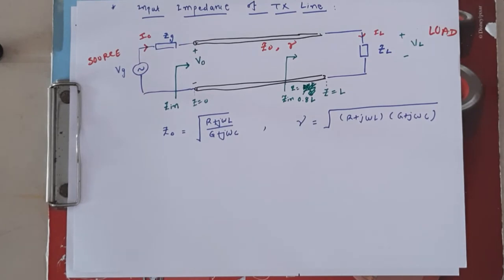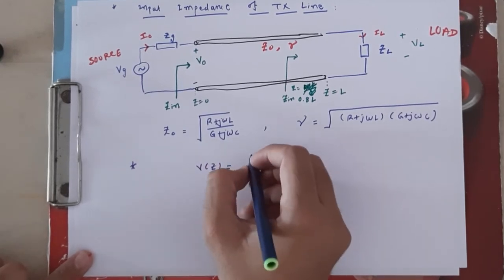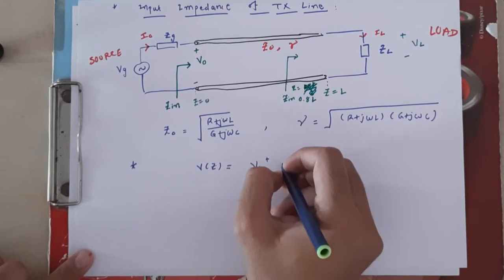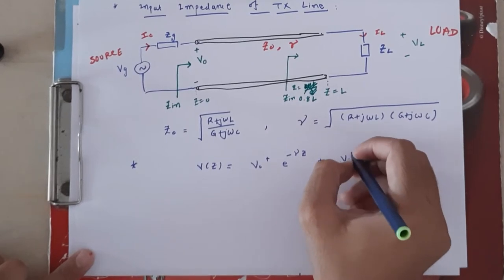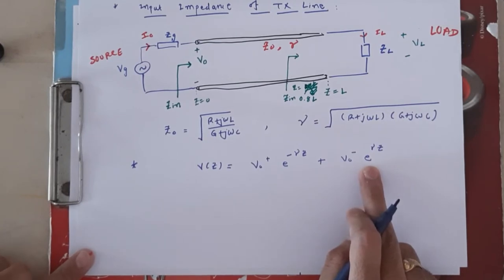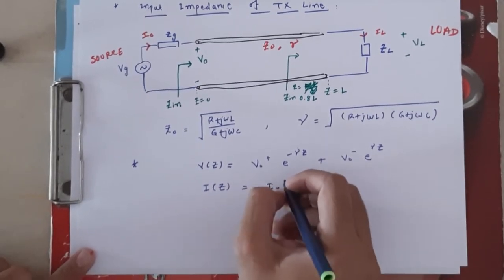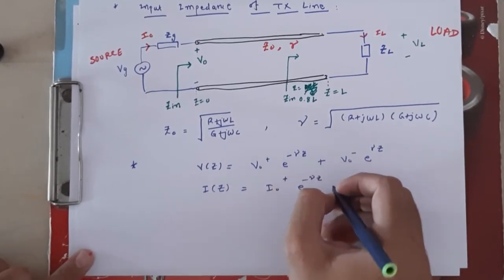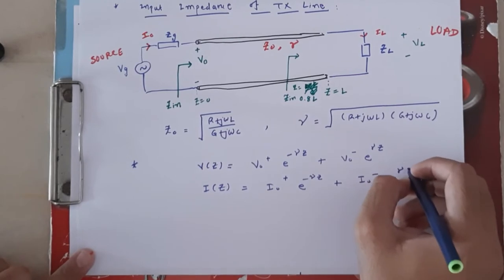Now let us start to derive the equation of input impedance. As we know, in the last lecture we derived the equations of voltage and current. The equation of voltage is V of Z equals V0 plus e raised to minus gamma Z plus V0 minus e raised to gamma Z. We derived this equation in our last video lecture. Similarly, I of Z is I0 plus e raised to minus gamma Z plus I0 minus e raised to plus gamma Z.